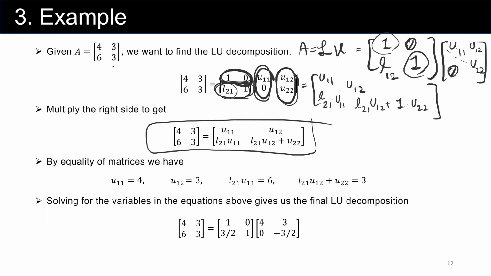All right. Given all this, we can make the equivalence element by element. So let me use another color. So 3 is equal to U sub 1,2. 6 is equal to L sub 2,1 times U sub 1,1. And last but not least, 3 is equal to this. All right. So this is what we did here.